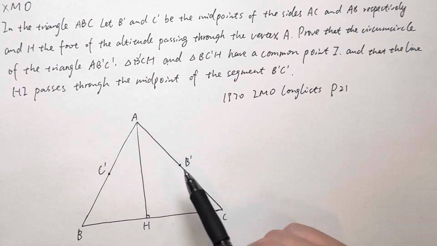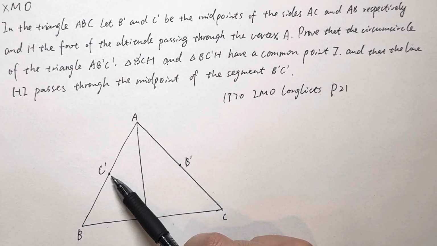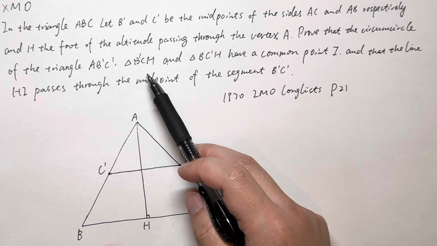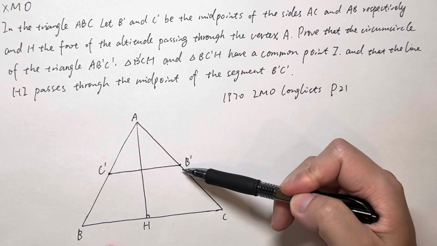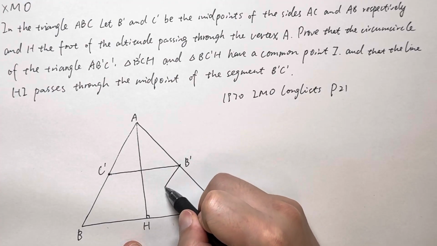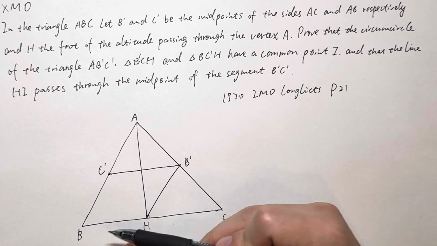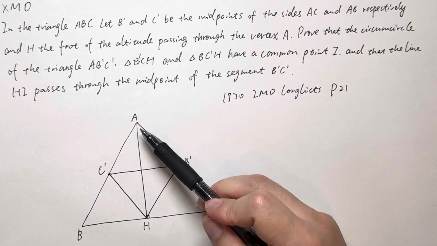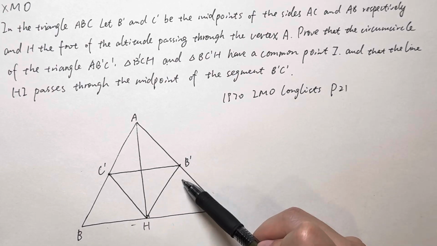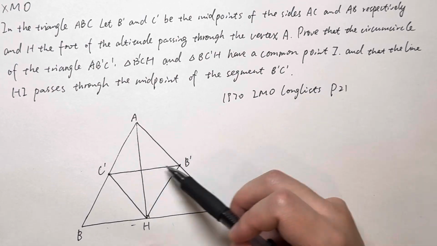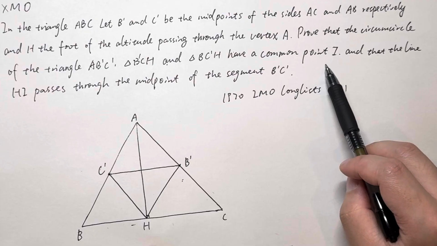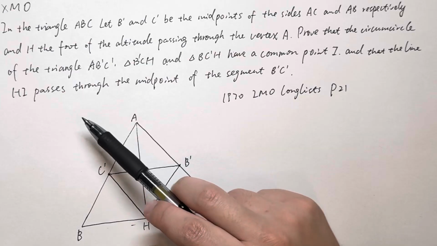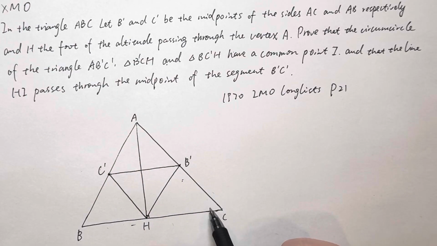the circumcircle of the triangle AB'C', the triangle B'CH, and the triangle BC'H. So we want to prove that the circumcircles of these three triangles have a common point I, and that the line HI passes through the midpoint of the segment B'C'.